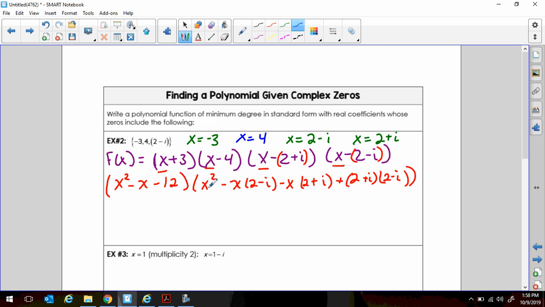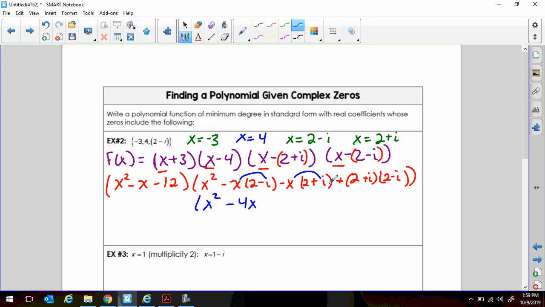Okay, so this is x squared. This, you can distribute negative x times 2 is negative 2x. And this is also negative 2x. So this would be negative 4x. Negative x times i, negative i x is positive xi, but this is going to be negative xi. They're going to cancel. So this and this one and this one cancel.